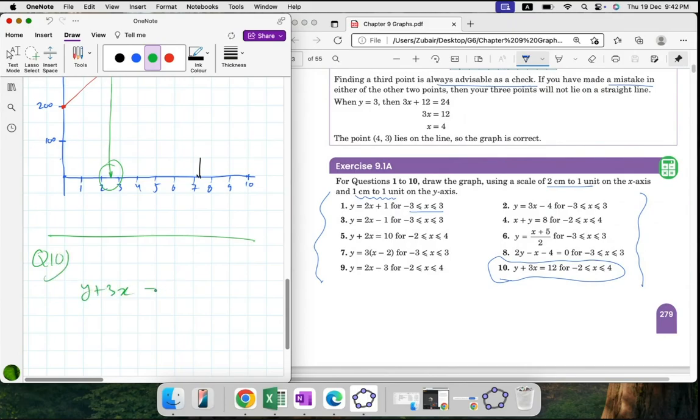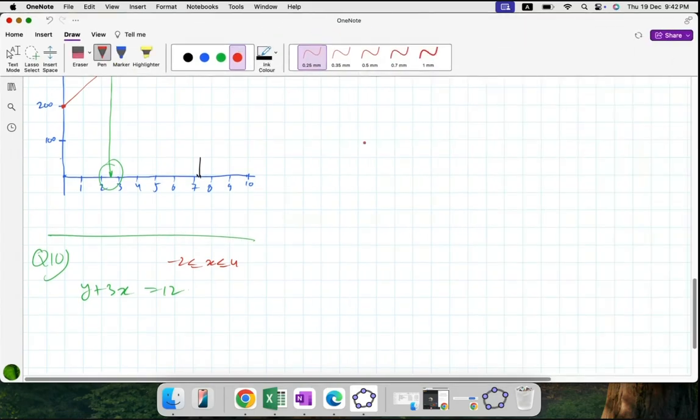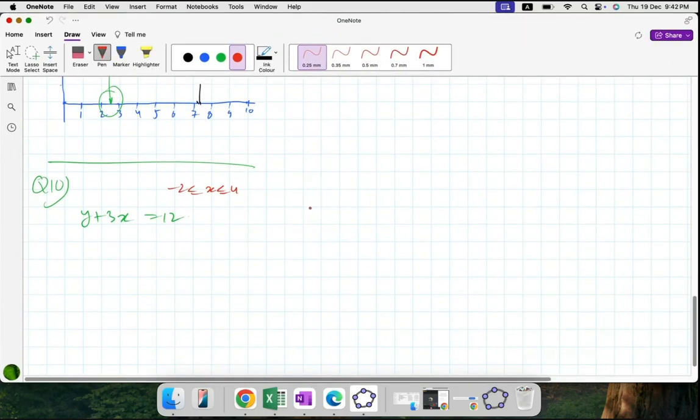Y plus 3x is equal to 12, and we are doing this from minus 2 less than or equal to x is less than or equal to 4. I hope you would have done almost half by now. Yes, sir, I am almost done.